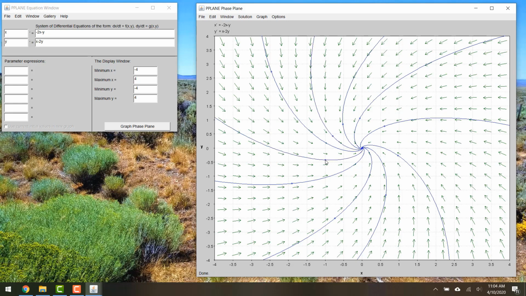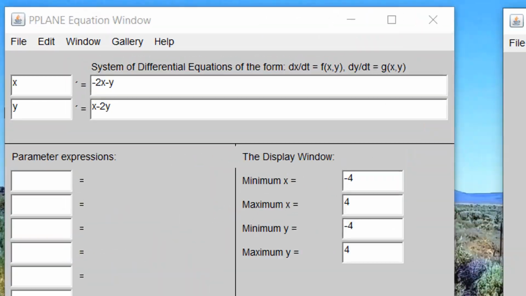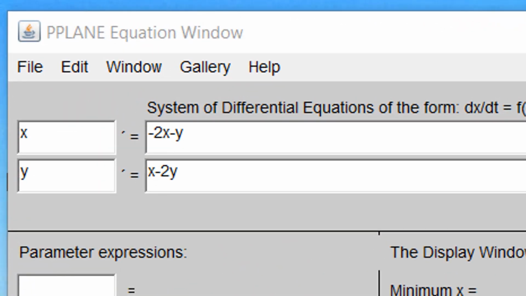Time goes on forever, you never quite get there. But anyway, it's a spiral where all the solutions are sort of sucked into the origin like a black hole again. We call this a spiral sink. It sort of reminds me of water being flushed down a drain. Spiral sink.